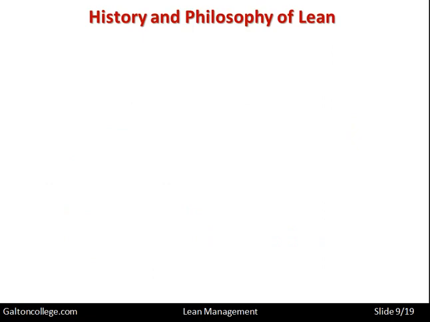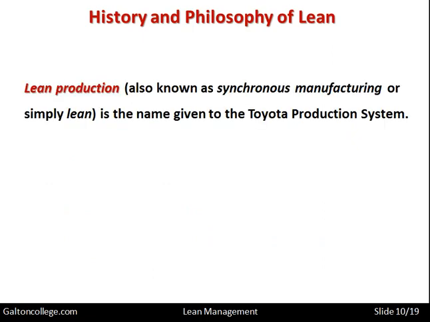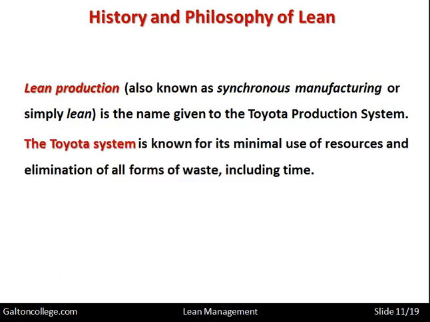Now, the idea behind this lean production, well, lean production is also known as synchronous manufacturing, or simply called lean sometimes. And it was the name given to this idea by Toyota, the Toyota production system. The Toyota system is known for its minimal use of resources and the elimination of all forms of waste, including time. So the Toyota system is just use what is absolutely needed and eliminate all waste.